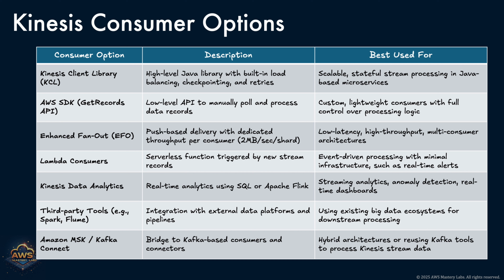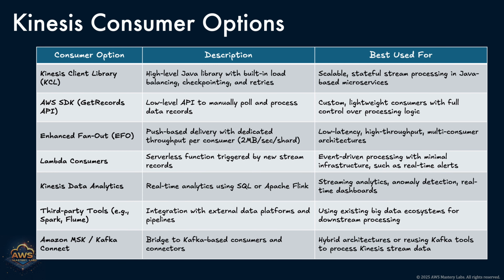Next, Enhanced Fanout offers a powerful solution for performance-heavy workloads. With EFO, each registered consumer gets a dedicated read throughput of up to 2 megabytes per second per shard, and data is pushed to consumers instead of being pulled. It's ideal for real-time, multi-consumer architectures where speed and throughput are key.